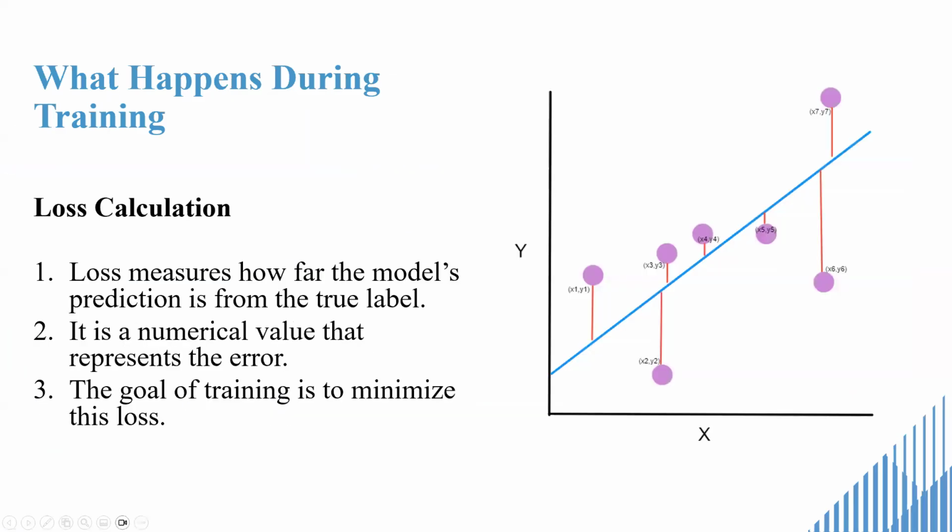So then we have the loss function. The loss function is how much difference they have. Loss measures how far the model's prediction is from the true label. It is a numerical value that represents the error. The goal of the training is to minimize this loss.